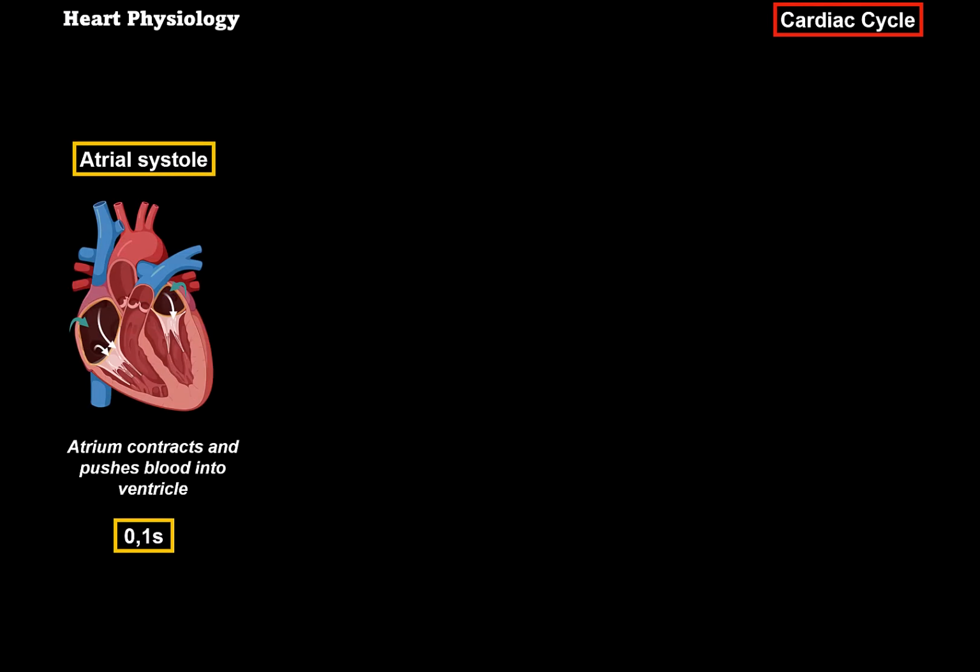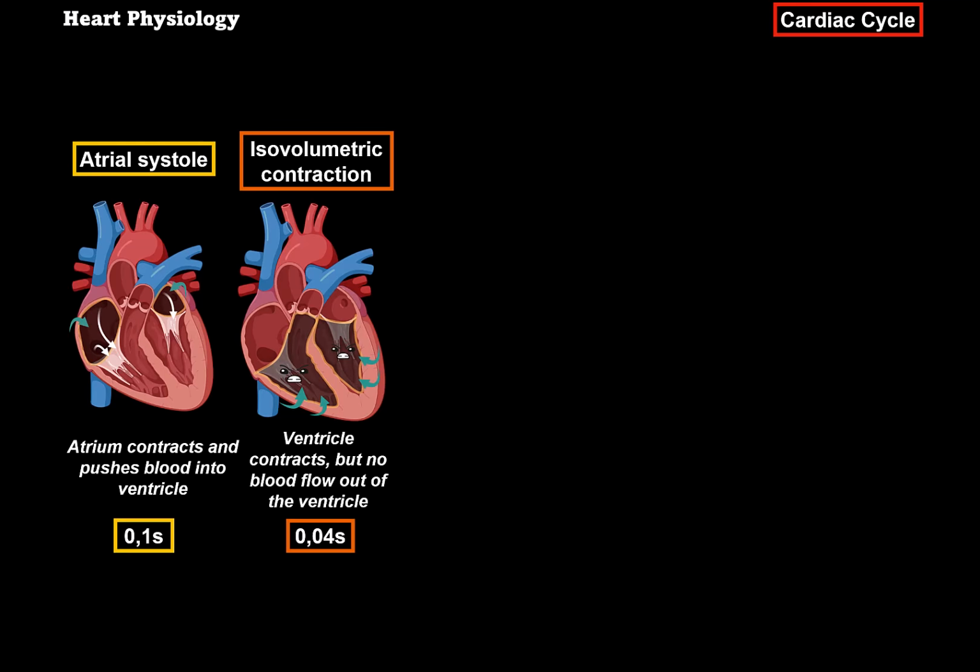Now, we divide the cardiac cycle into 5 phases according to what the heart is doing at that specific moment. Saying it simply, the first phase is the beginning. It's the atrial systole. In atrial systole, both atria contract and push the blood into the ventricles. This lasts for about 0.1 seconds. The next phase is called isovolumetric contraction, where the ventricles contract, but there's no blood flow out of the ventricles since both valves are closed. This lasts for 0.04 seconds.